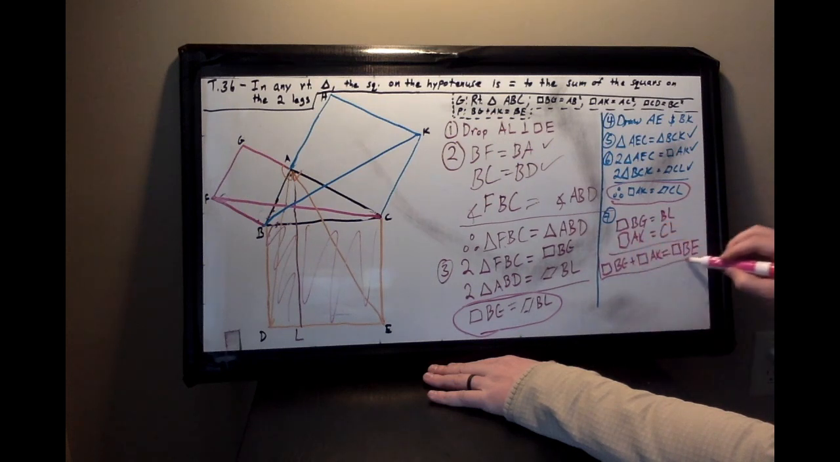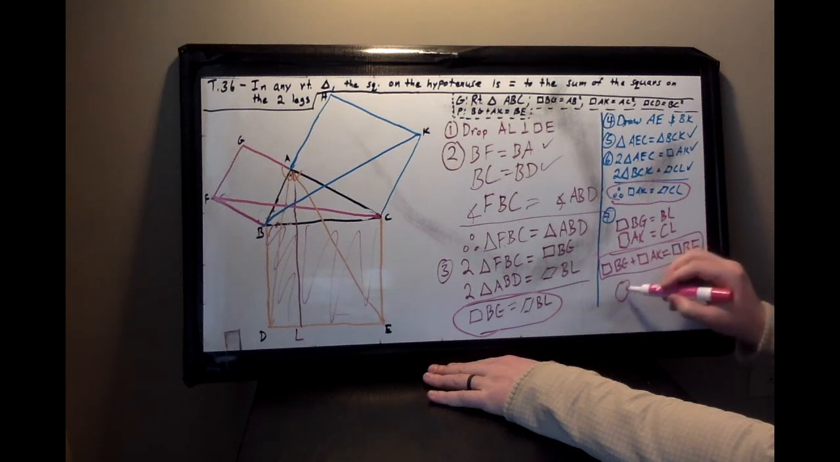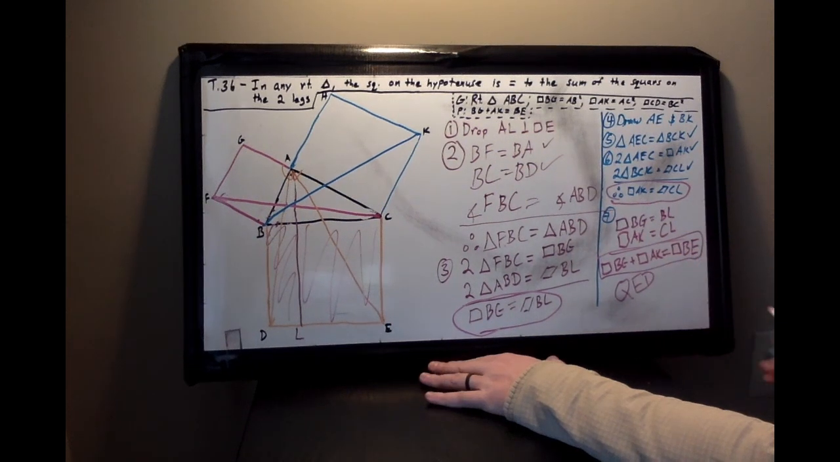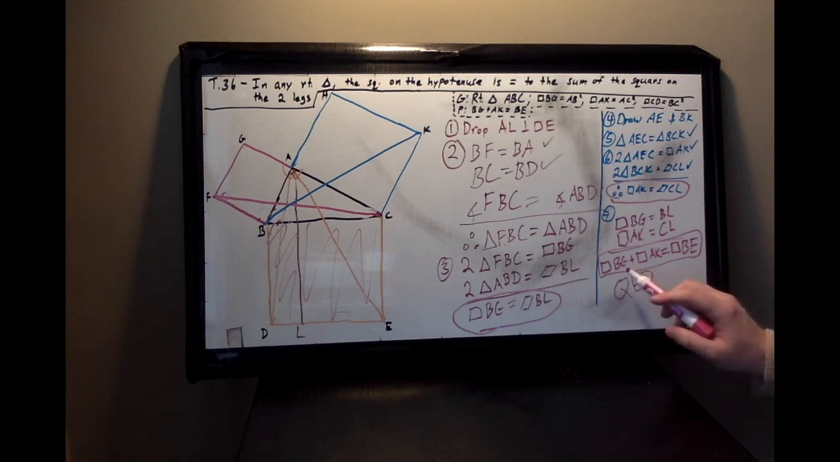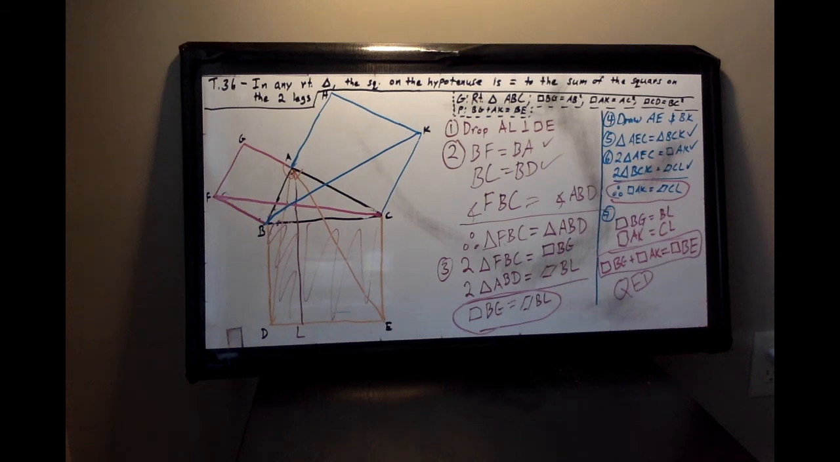And this is what we wanted to prove. The square on the hypotenuse, BE, is exactly equal to the sum of the squares on the two sides, BG and AK. The pink square plus the blue square equals the orange square. And that's it for the demonstration. I'm going to show some other ways to see the truth of this, as well as a few quick examples of the implications of this truth.